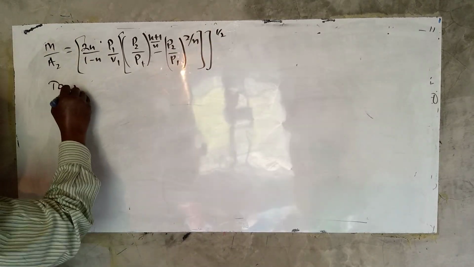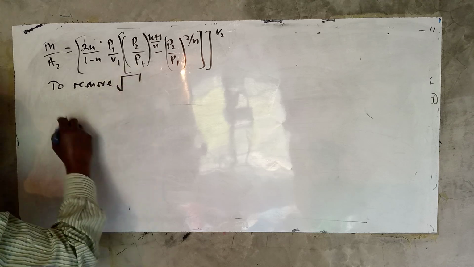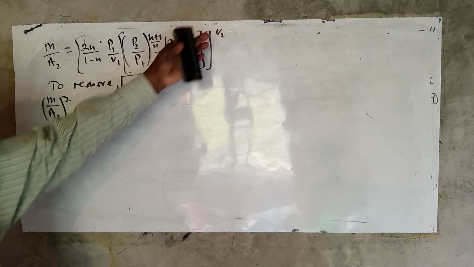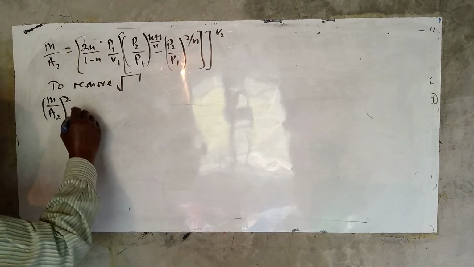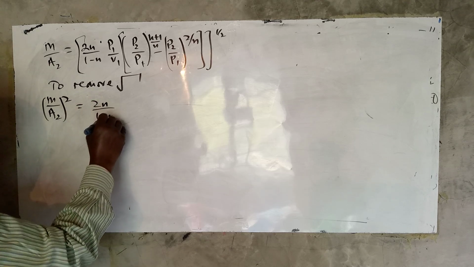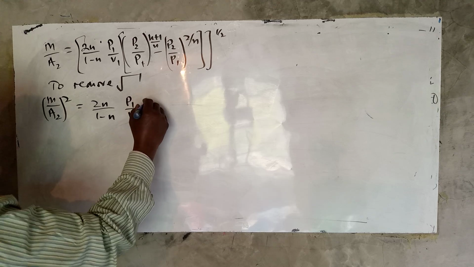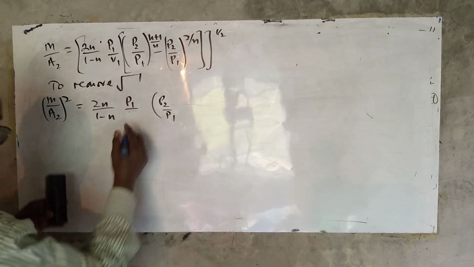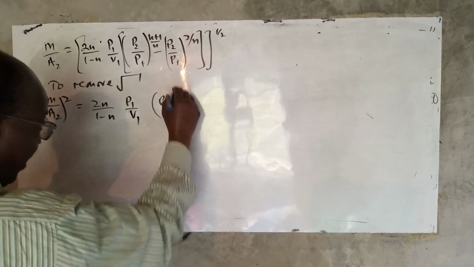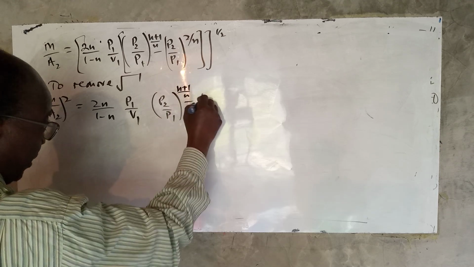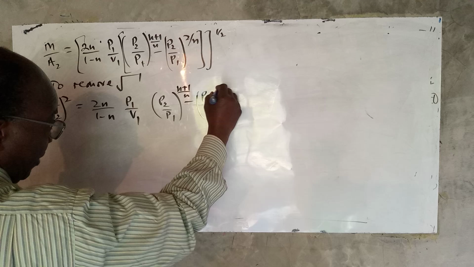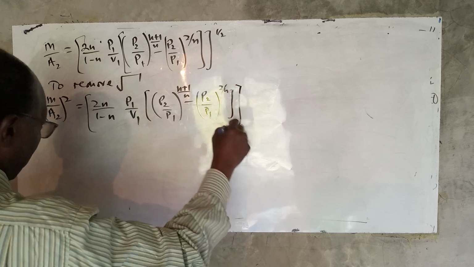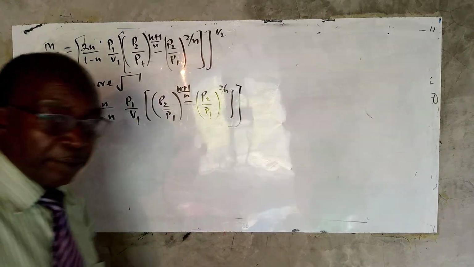So to remove the square root, so that our lives are easy, we have m over a2 squared. We have removed the square root, so we square this particular quantity. So we'll have that equal to 2n over 1 minus n, P1 over V1, into P2 over P1 to the power 2 over n, minus P2 over P1 to the power n plus 1 over n. Now we have squared, so we have removed the square root.